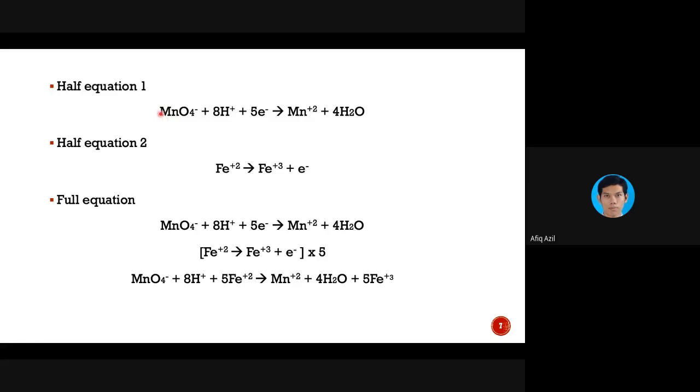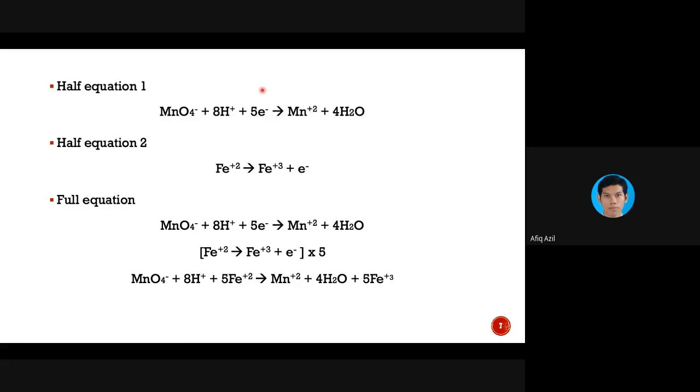Positive 7. So from positive 7, it goes to positive 2. So there is a difference of 5 electrons. That means the manganese is undergoing reduction reaction.